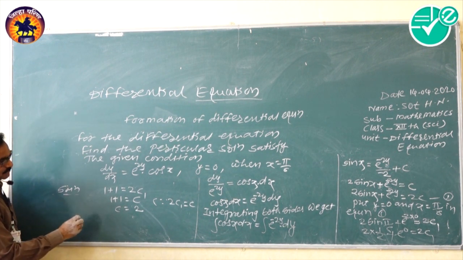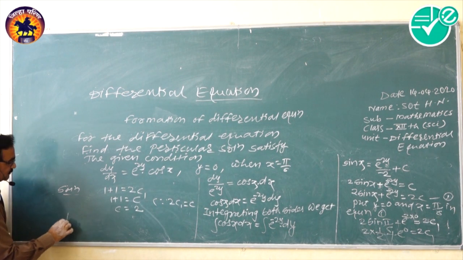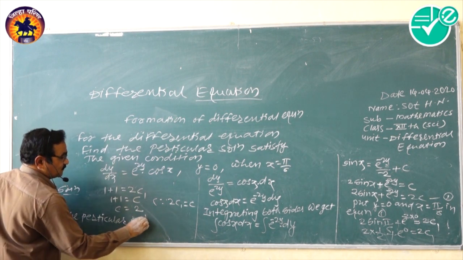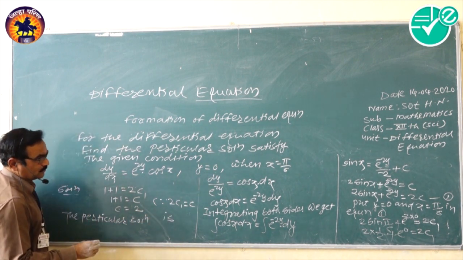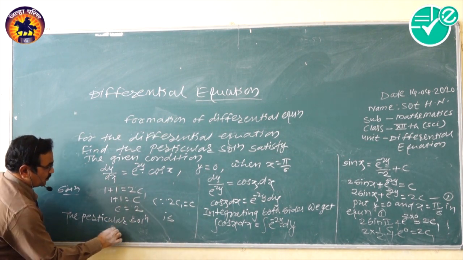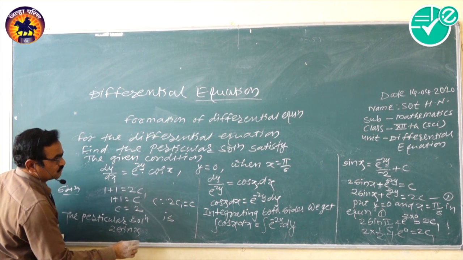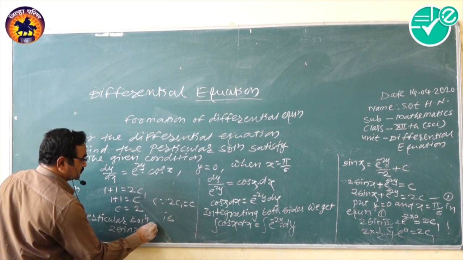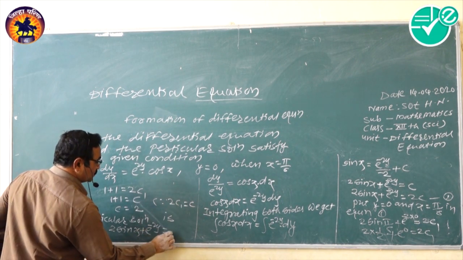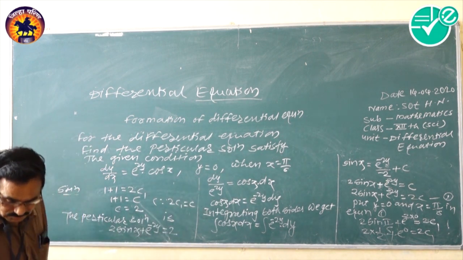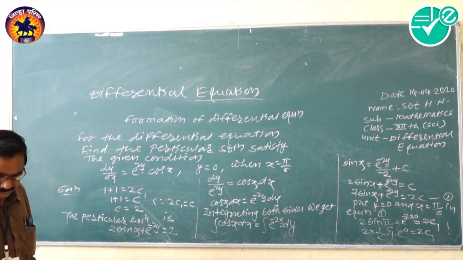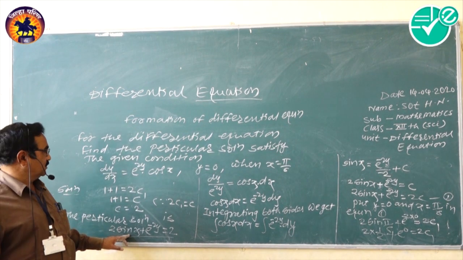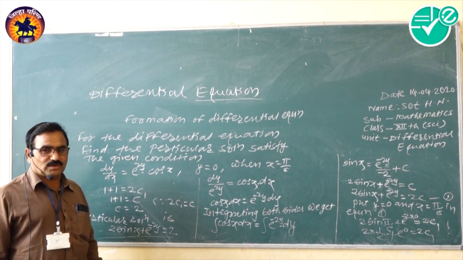Differential equation, the particular solution is 2 sin x plus e raised to minus 2y equal to 2. This is the required particular solution of the given differential equation dy by dx equal to e raised to 2y cos x.